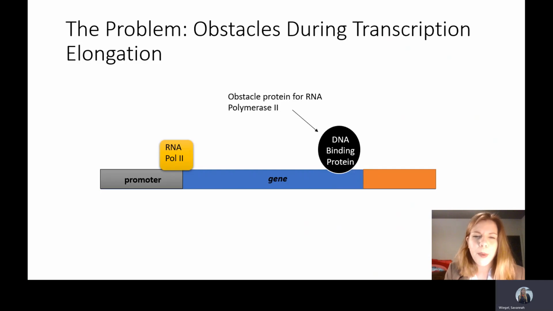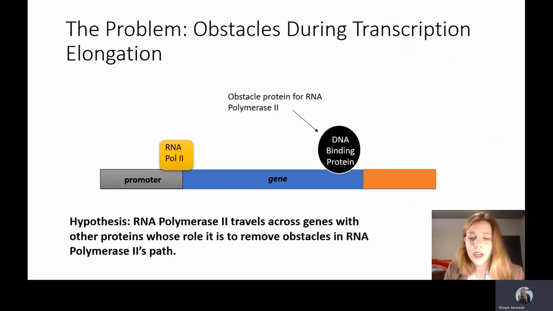And so our problem: during the elongation part of transcription, RNA polymerase II encounters DNA binding proteins as it moves across the genes. These binding proteins typically bind to DNA to carry out specific functions, but they can also bind where they're not supposed to, and now can become obstacles for RNA polymerase II. So that brings us to the question, how does RNA polymerase II overcome these obstacles? And so we developed this hypothesis that RNA polymerase II travels across genes with other proteins whose role it is to remove these obstacles that are in the way of RNA polymerase II.